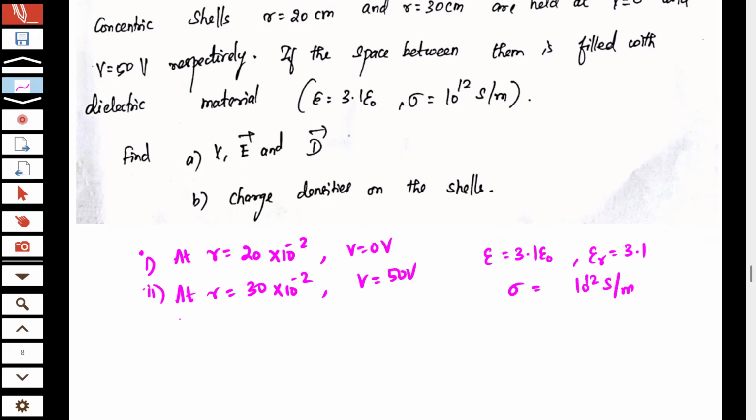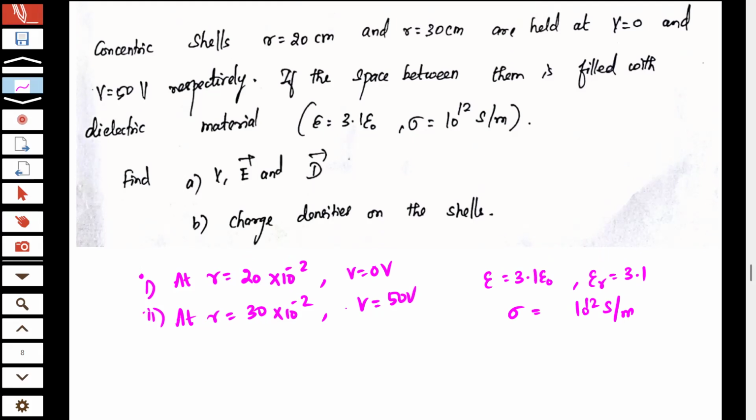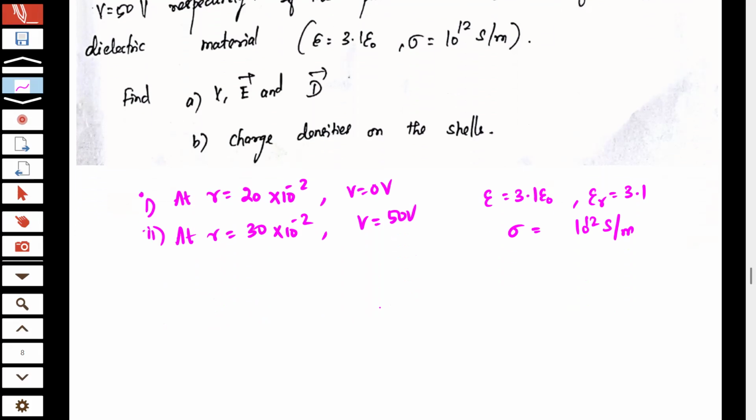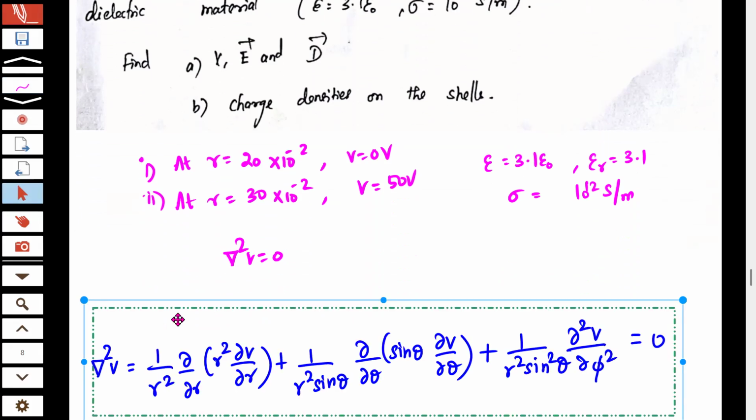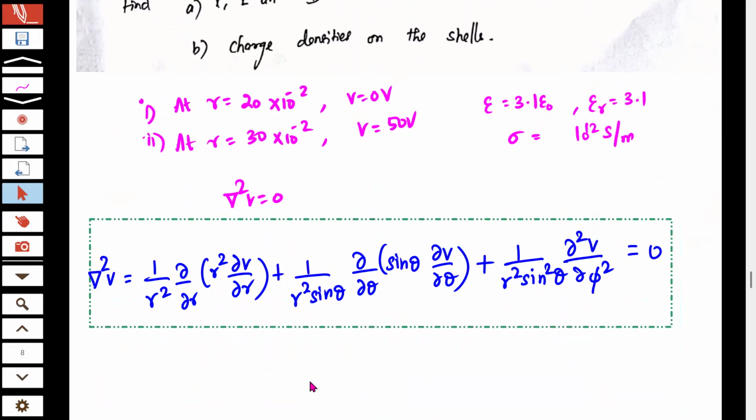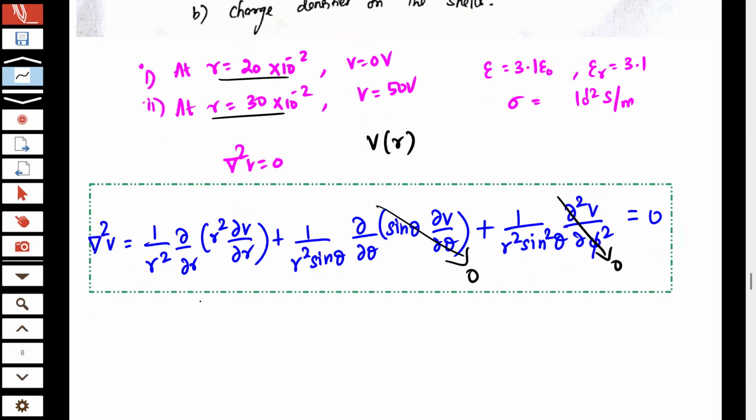Now, we should use Laplace equation. Since these are concentric spherical shells, we have to use del square V in spherical system of coordinates. So let us use the formula for del square V in spherical system. This is the formula for del square V in spherical system. Here in the question, it is given between the two concentric spherical shells, the potential has to be found. For this case, potential will be a function of 1D r. In that case, differentiation with respect to theta and phi will be made 0. Only the first term will be left.